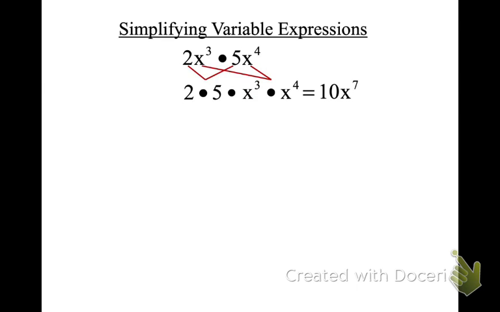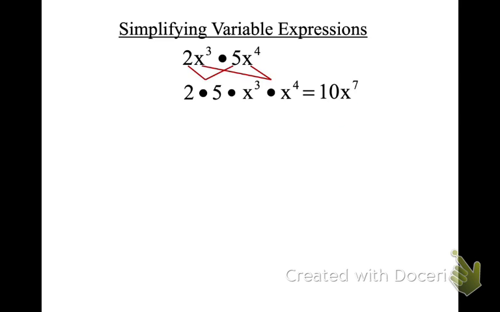All right. So now if we have a variable expression, just like I mentioned before, we're going to multiply coefficients with coefficients normally and like bases with like bases. You should be writing this down. So 2 times 5 is 10, x to the 3rd times x to the 4th equals 10x to the 7th.